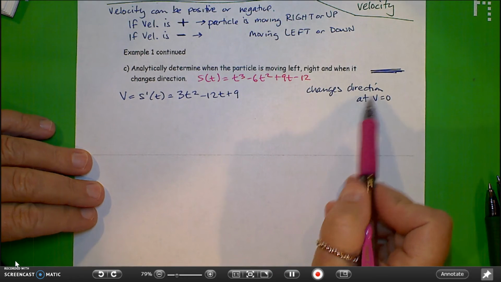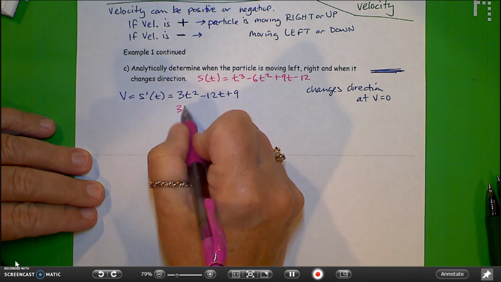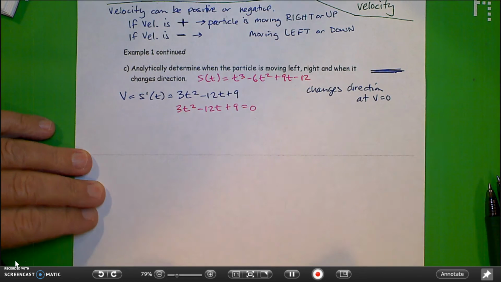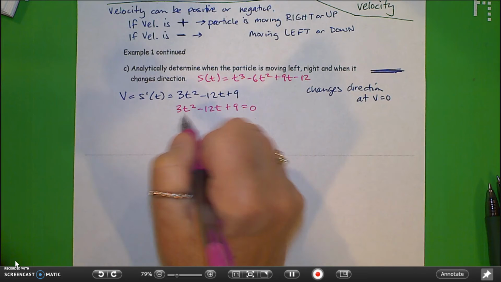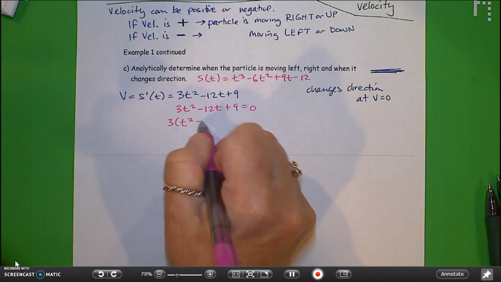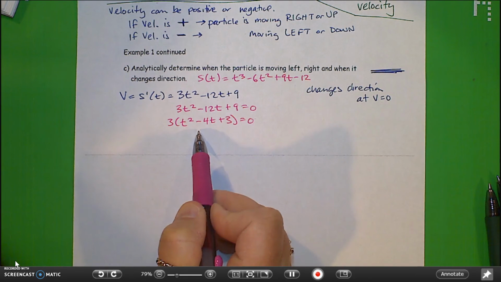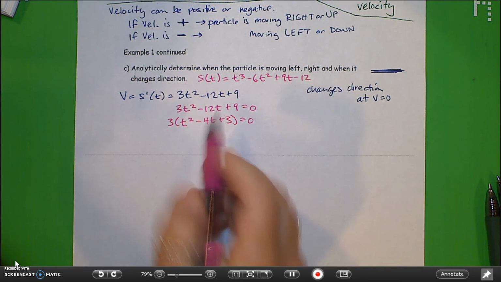The potential for changing directions is at velocity equals 0. So I'm going to set the velocity equation equal to 0. I'm going to try to factor this. I can see that a 3 comes out. Hopefully that helps me factor the rest of it. And actually it does. This does factor.